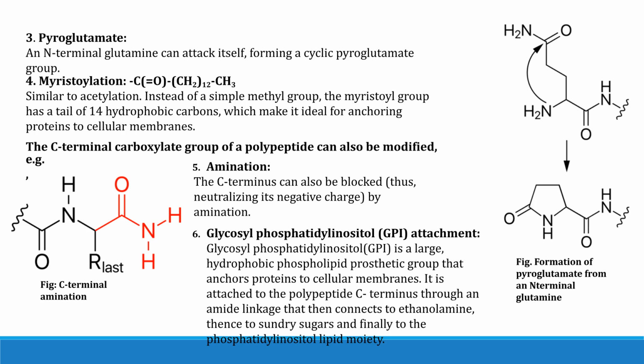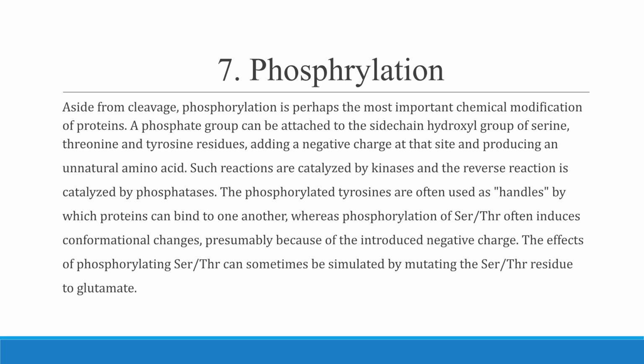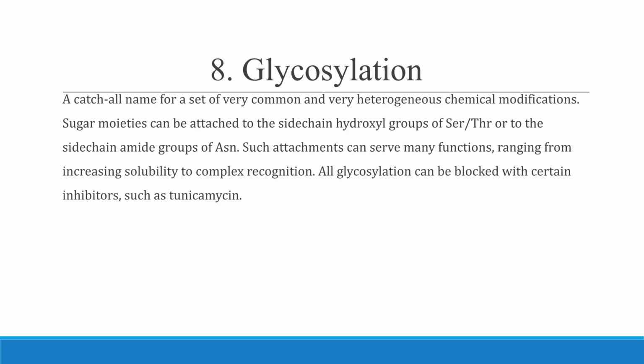For example, the N-terminal amino group can be covalently modified by acetylation, which eliminates the positive charge, or formylation, which blocks the N-terminus of methionine and is usually removed. Other N-terminal modifications include pyroglutamate formation from N-terminal glutamine and myristoylation, which adds a hydrophobic tail to anchor proteins to cellular membranes. The C-terminal carboxylate group can also be modified by amination, neutralizing its negative charge, or by glycosyl phosphatidylinositol attachment to anchor proteins to membranes.